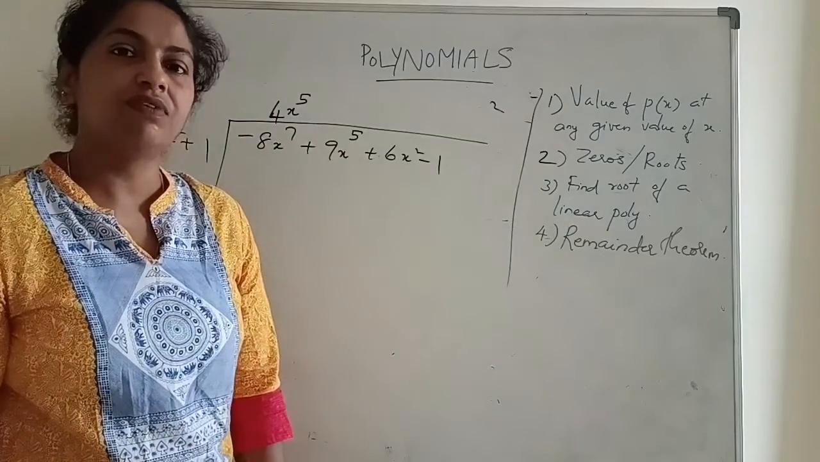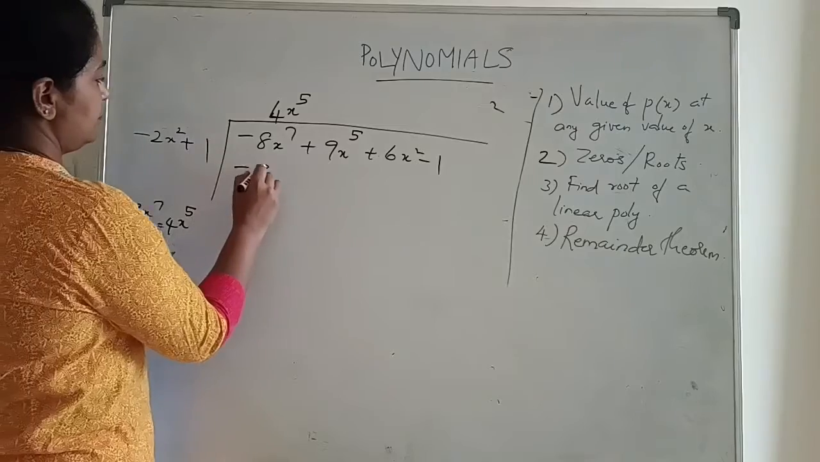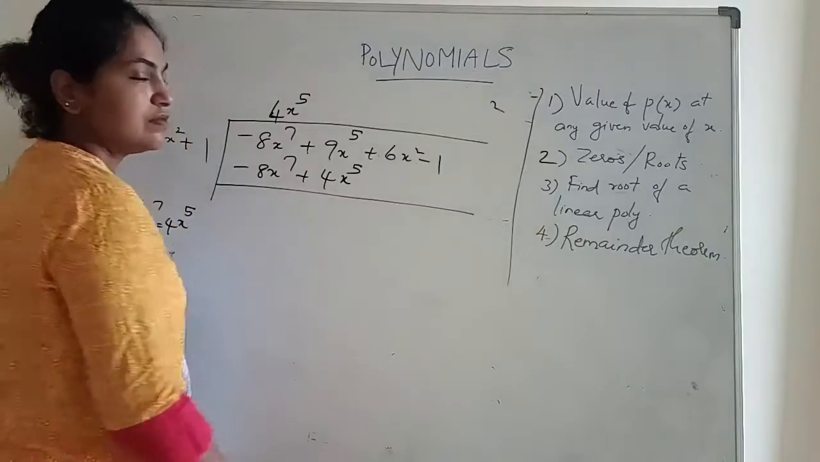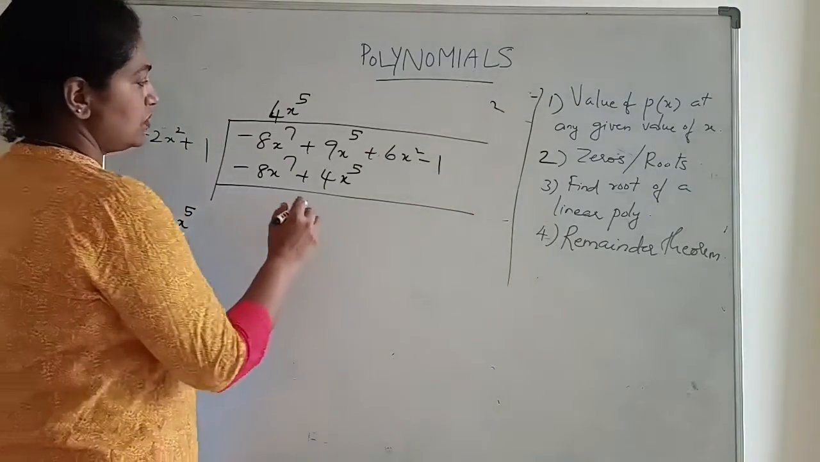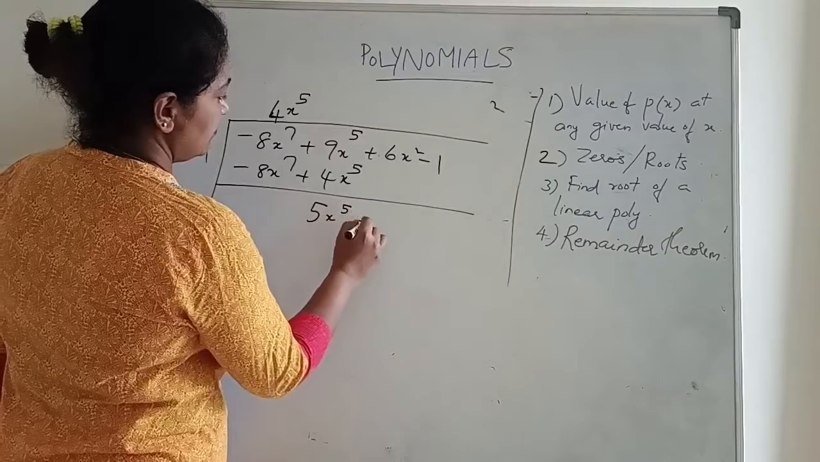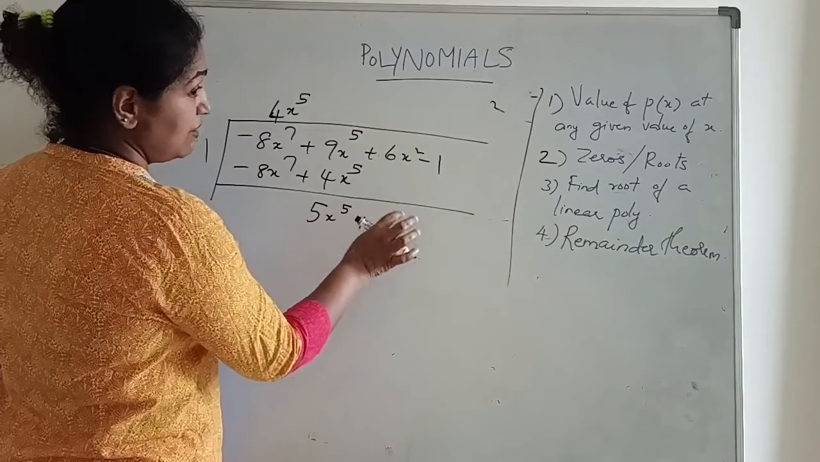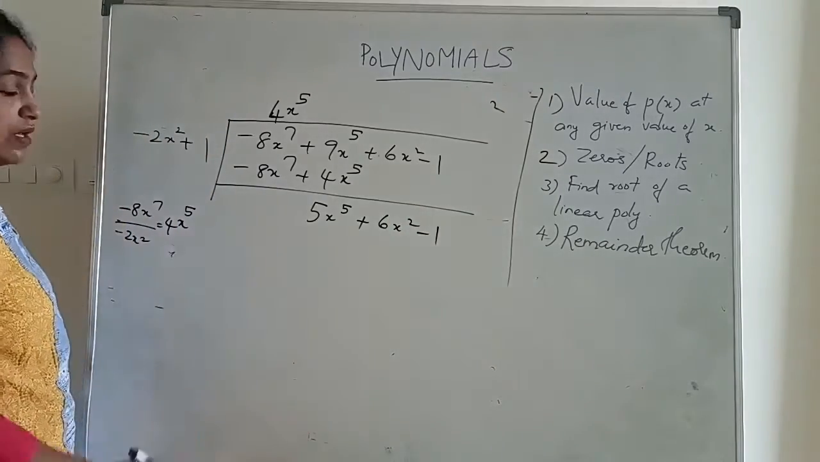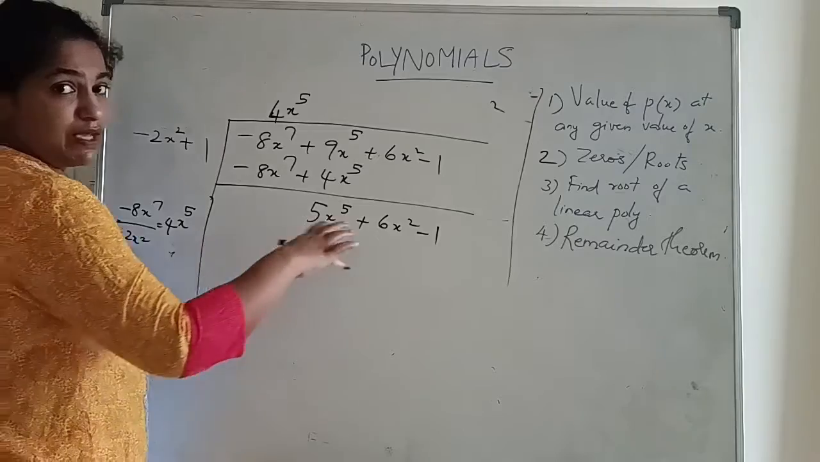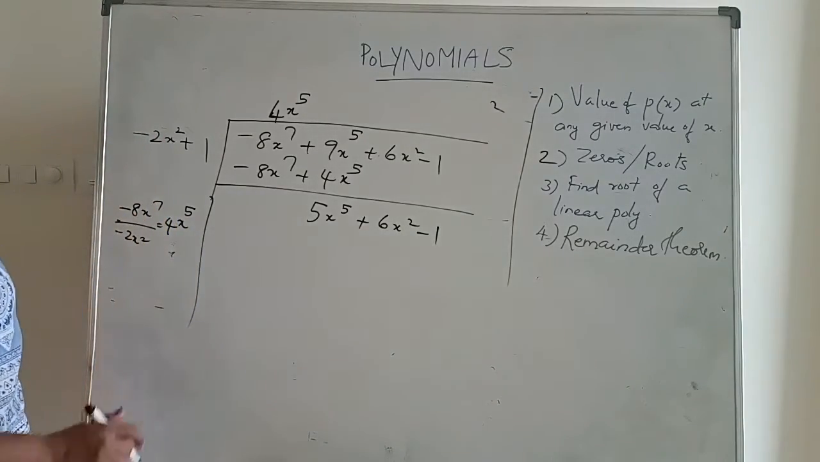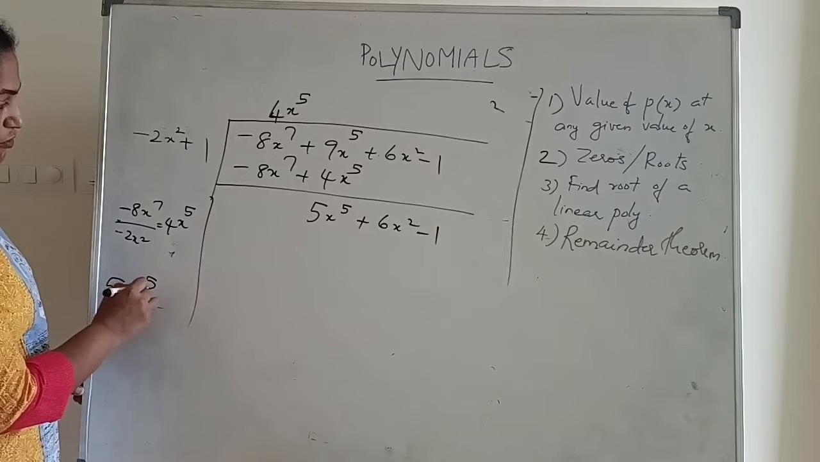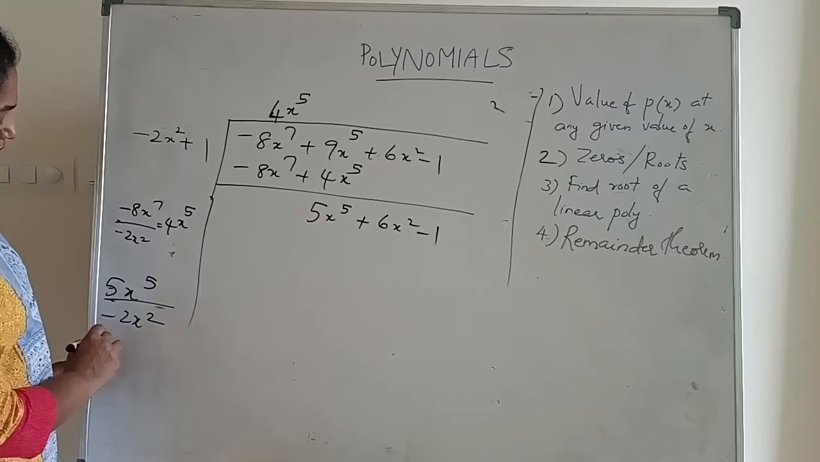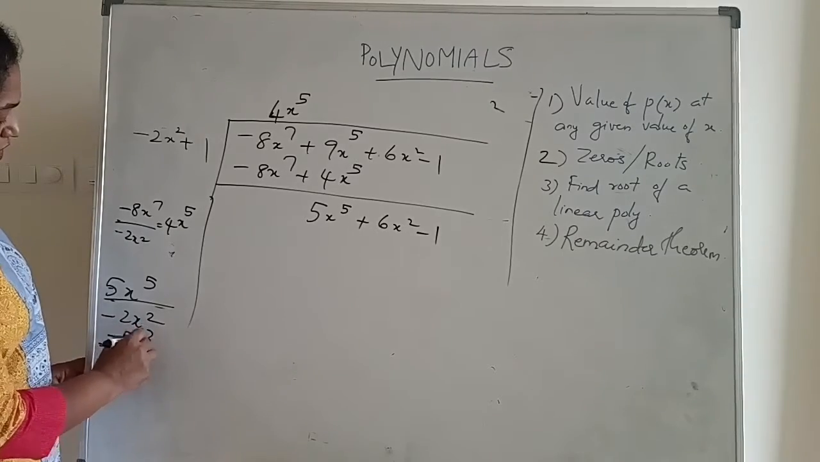Multiply 4x raised to 5 with the complete divisor. Now, line 1 minus line 2. 6x square minus 0x square. Minus 1 minus 0. So, here comes my new dividend. What is the first term of the dividend? 5x raised to 5. First term of the divisor. What do you get? I will get a minus 5 by 2 x raised to 3.